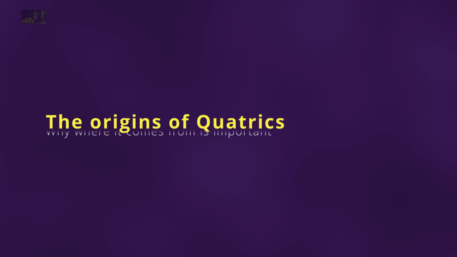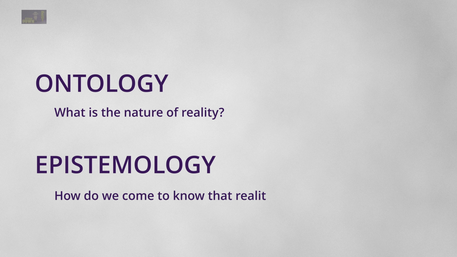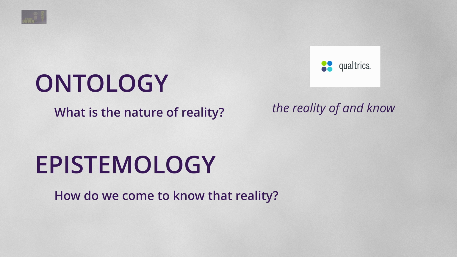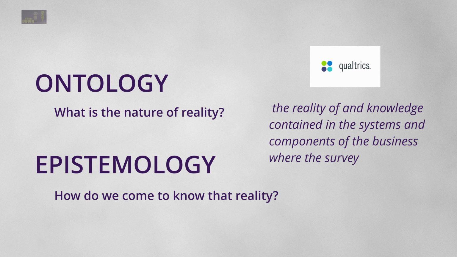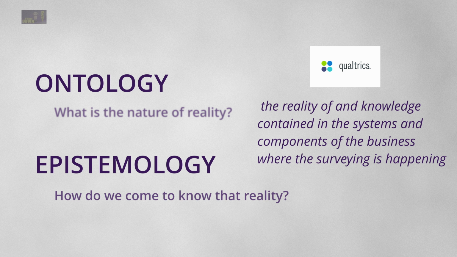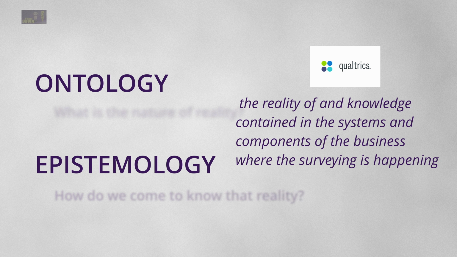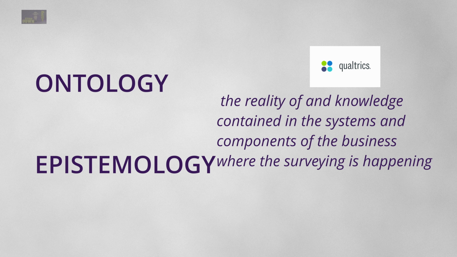Because Qualtrics is driven in its design by business needs and less so by academic needs, the notions of ontology and epistemology, those notions that capture what we consider to be the nature of reality and how we come to know that reality, those two concepts are more about the reality of and knowledge contained in the systems and components of the business where the survey is happening. It's really about those local management and governance structures. It's not about those broader philosophical notions that focus our attention on the knowledge systems available in large cultural spaces.